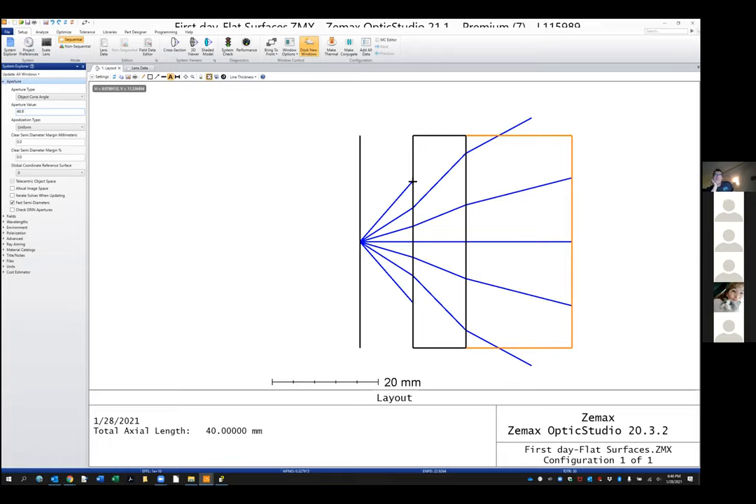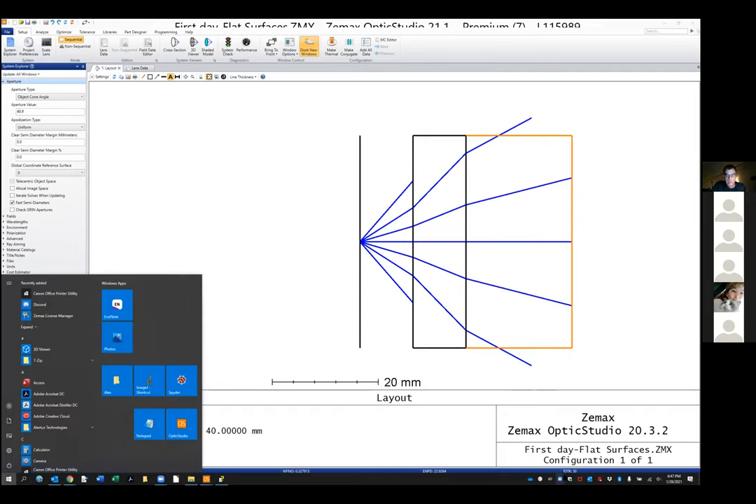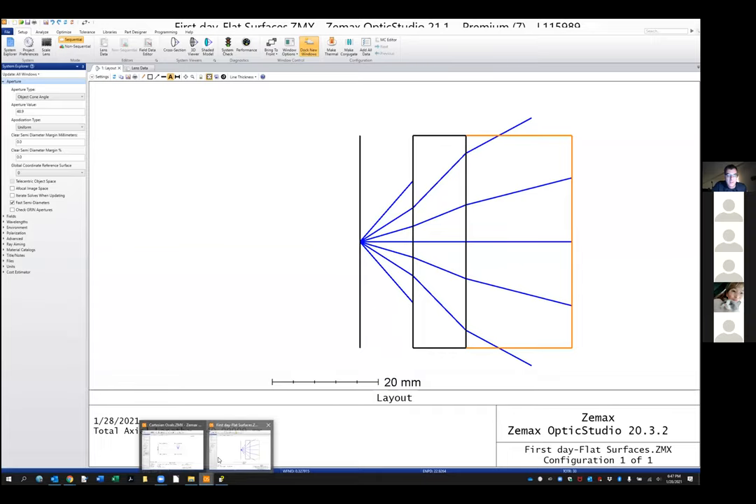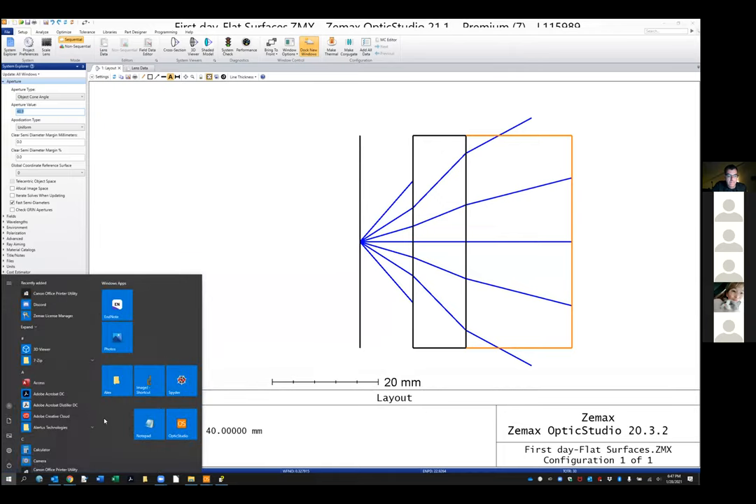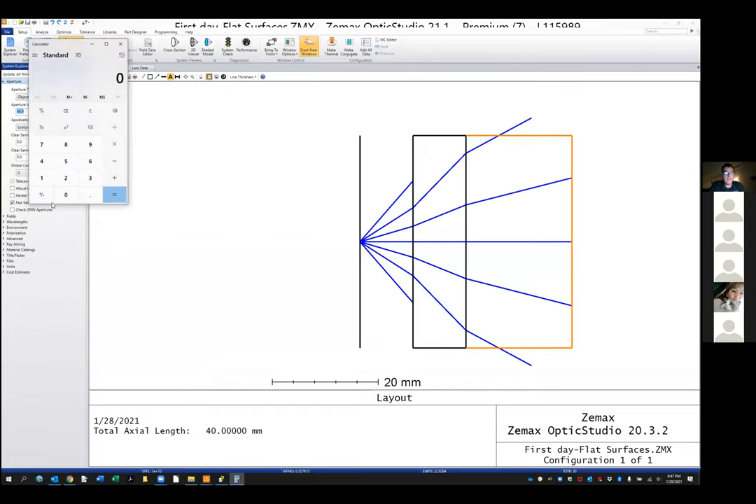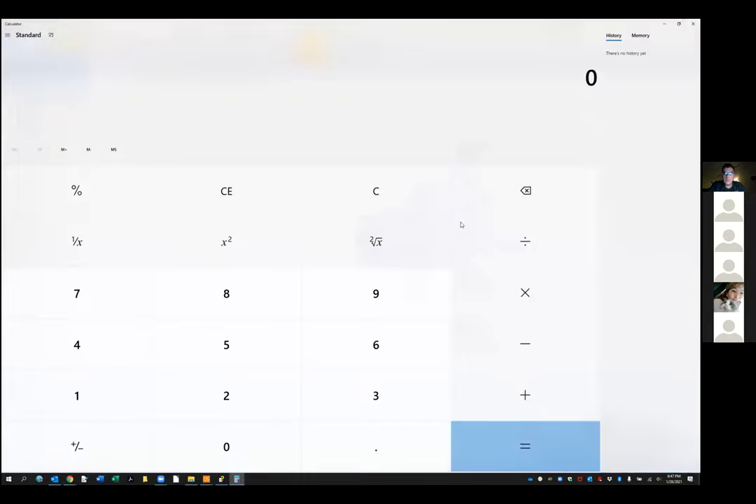Anybody guess why that ray isn't going from water to air? Total internal reflection. N sine theta is so big, 1.33 times the sine of 48.9 is so big that if I pull up my calculator app, it's a new laptop. I didn't need to put it on my desktop. So I go to, where's the scientific mode?